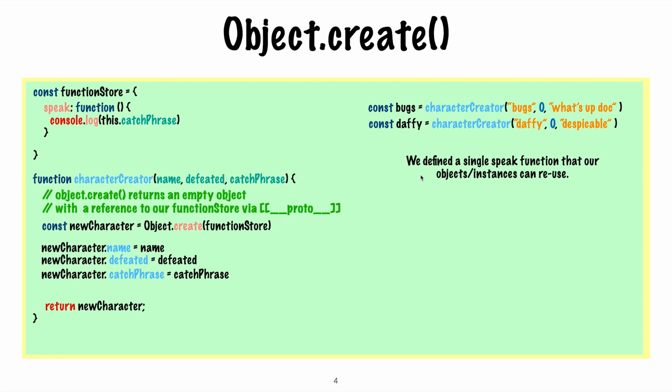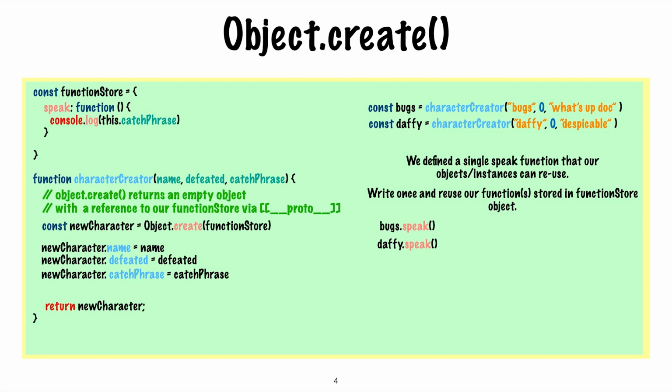Now we've defined a single speak function that our objects can reuse. This is what object-oriented programming is all about. We want to write once and reuse our functions. So now bugs.speak and daffy.speak both reference our speak function on our function store object.